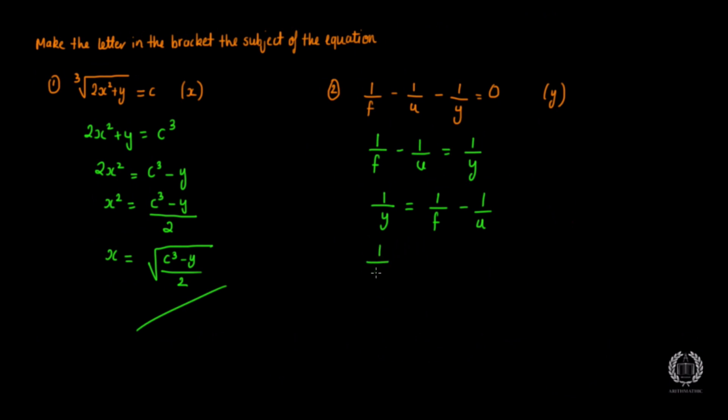So keep the 1 over y this way. Now, what's my lowest common multiple? Just bring f and u together. So it's just going to be fu.